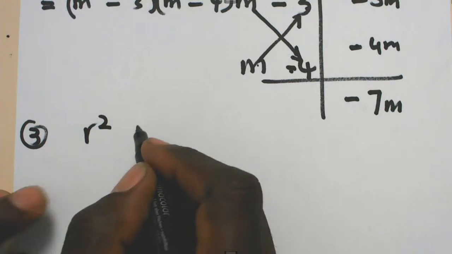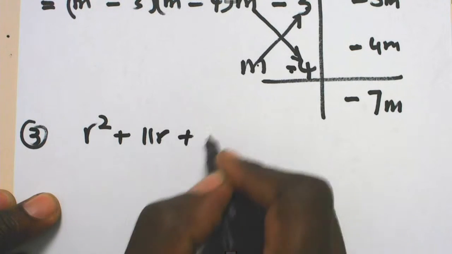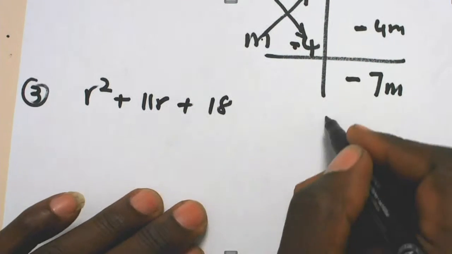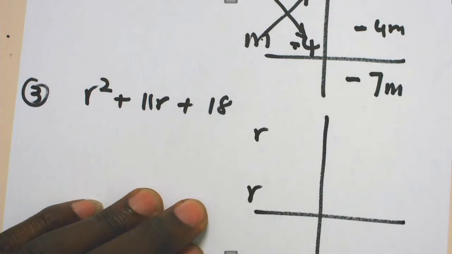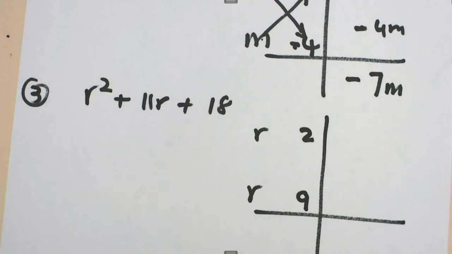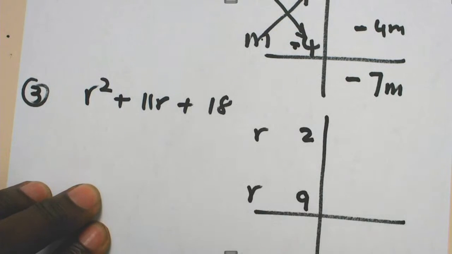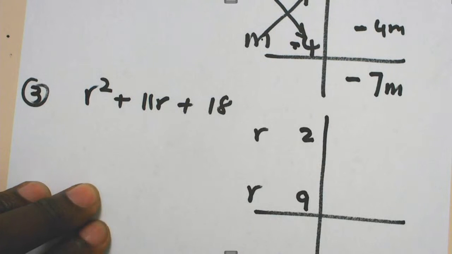r squared plus 11r plus 18. You go to the table. It is r and r. The factors of 18 could be 3 and 6, or it could be 18 and 1. But when you get the factors and add the two factors, they must give you 11. So that's what we have, 2 and 9.